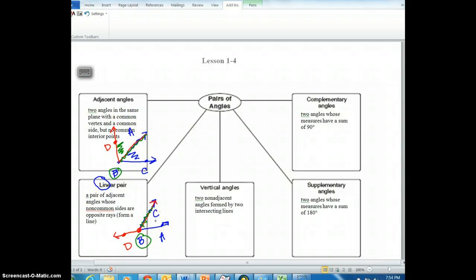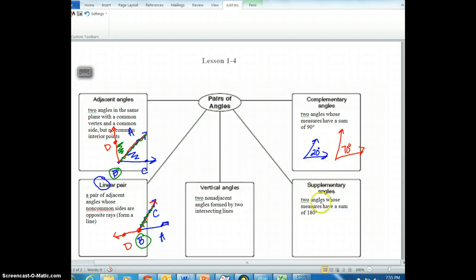Another pair of angles is complementary angles. These are two angles whose measures have a sum of 90 degrees. So for example, I could have one angle that measures 20 degrees and then another angle that measures 70 degrees. These two angles together are complementary. 70 is the complement of 20, and 20 is the complement of 70. So when we put them together, 70 plus 20, they are complementary because their sum is 90 degrees.